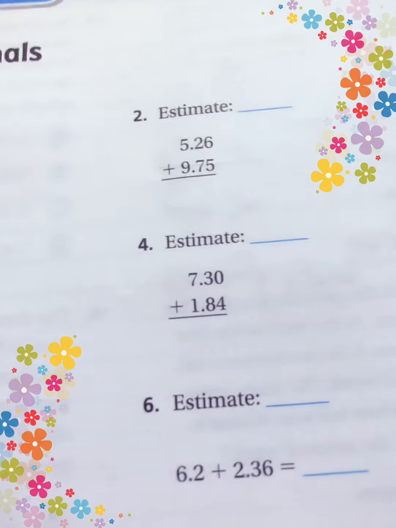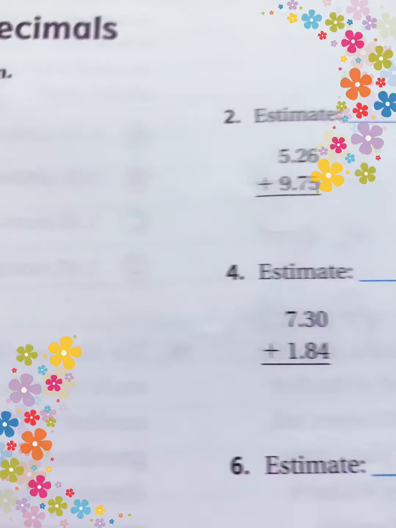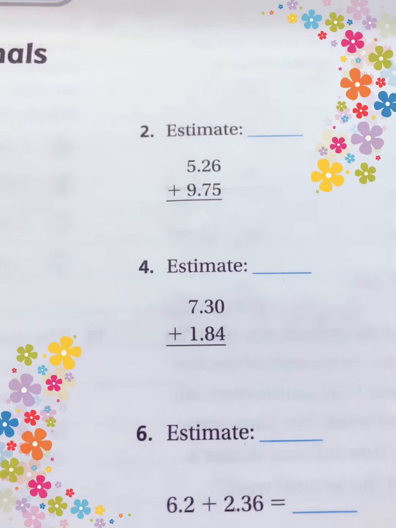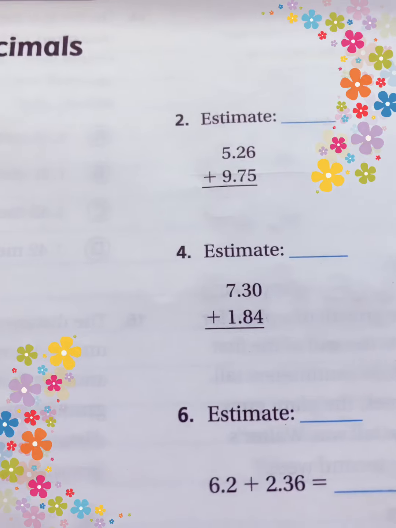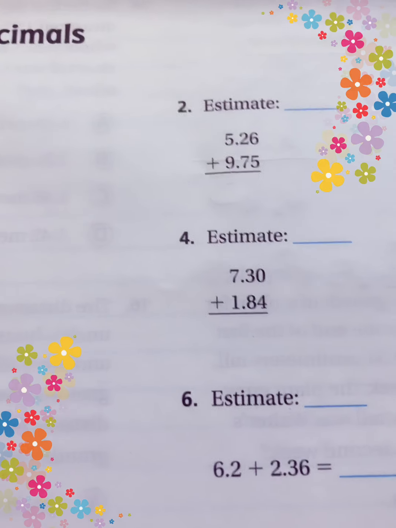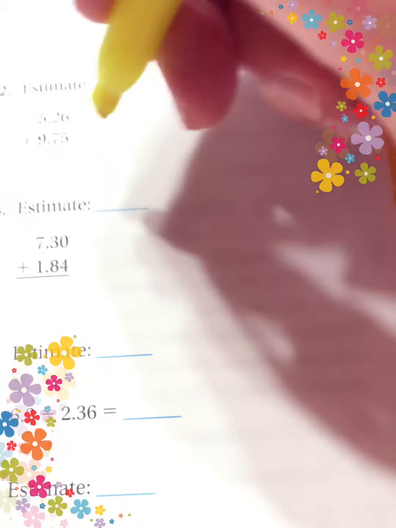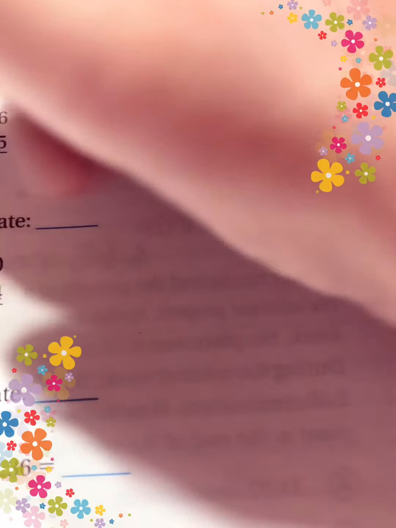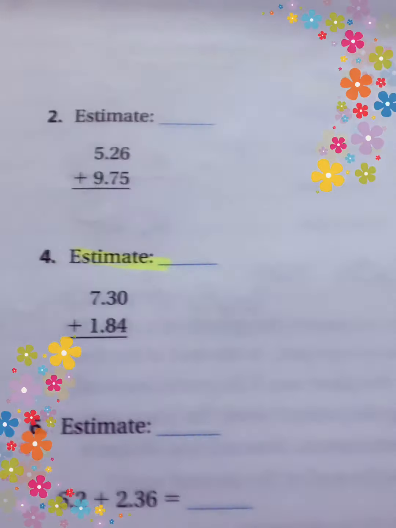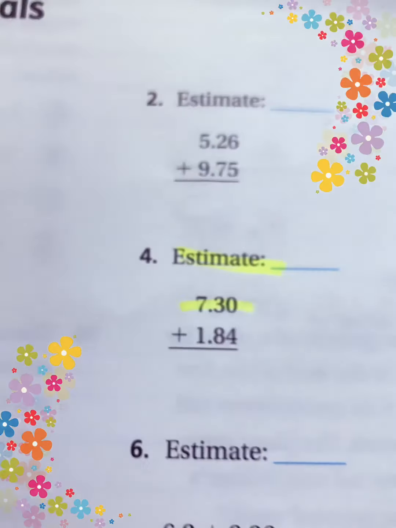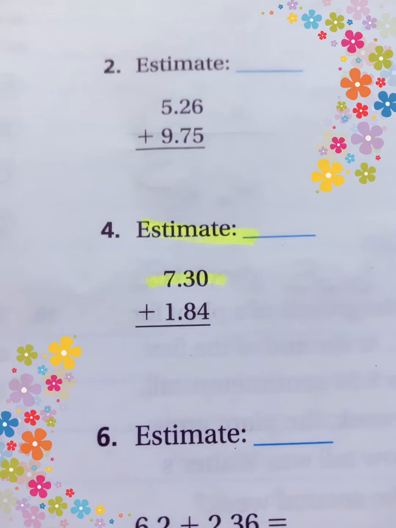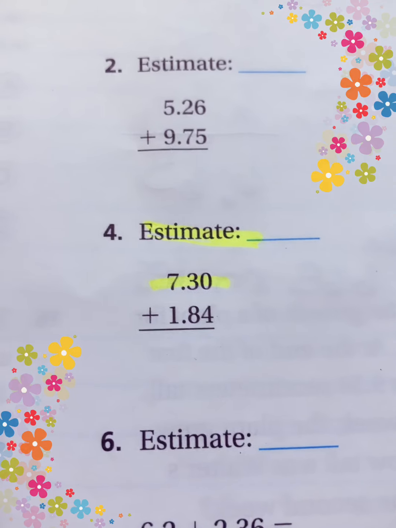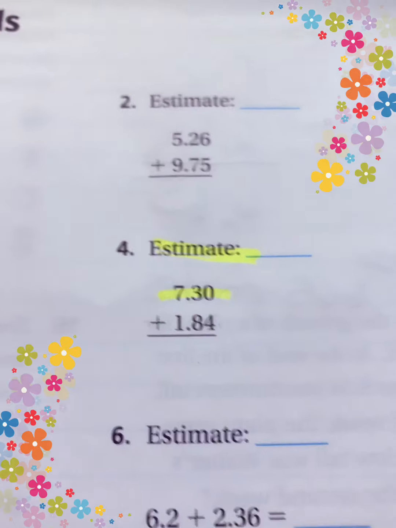Okay, boys and girls, I'm going to do problem number 4, and I don't really have any equipment here except for my hands, so it might be a little shaky, but I can see that this is a decimal problem, and they want me to estimate first, so I'm going to highlight the estimation. I'm going to look at my numbers, and it says I have 7.30. Remember, Ms. Hawes always likes to look at this like money. So to me, it looks like I have $7.30 plus $1.84.